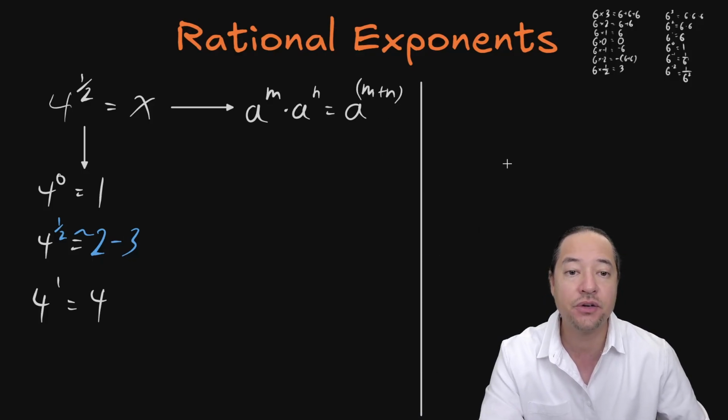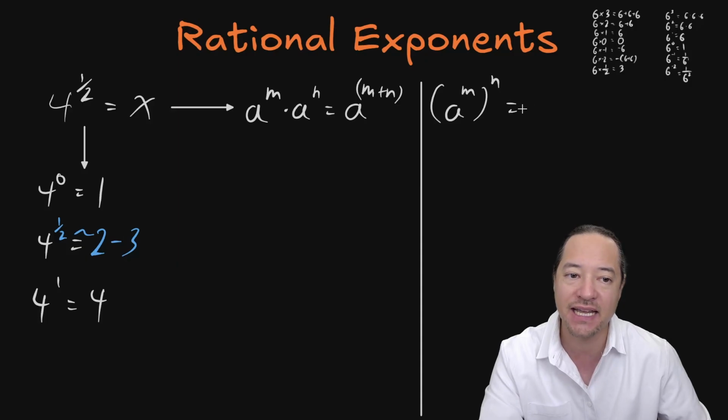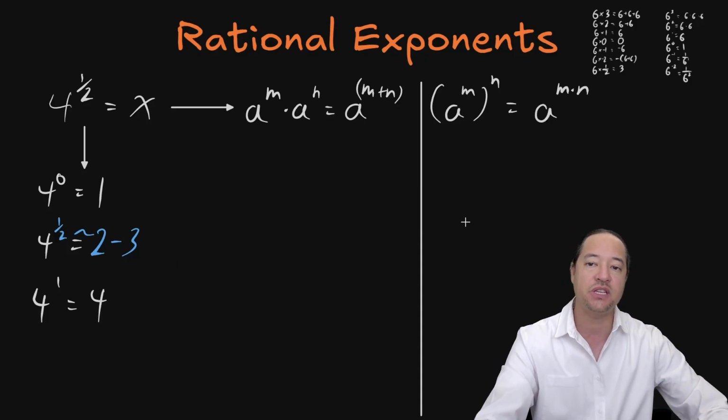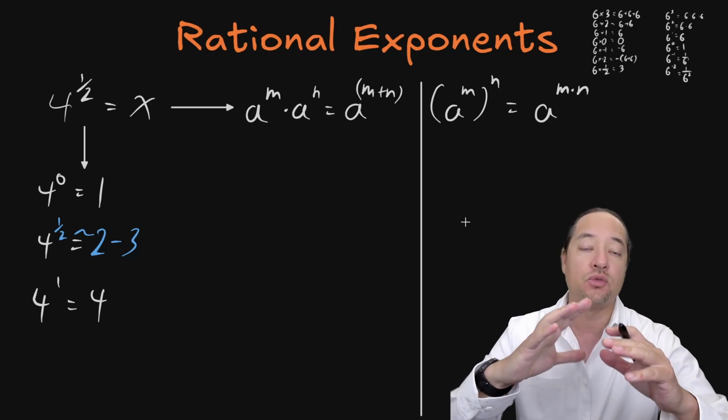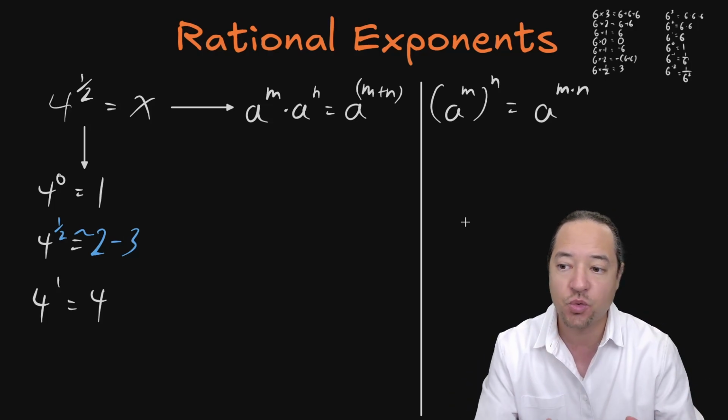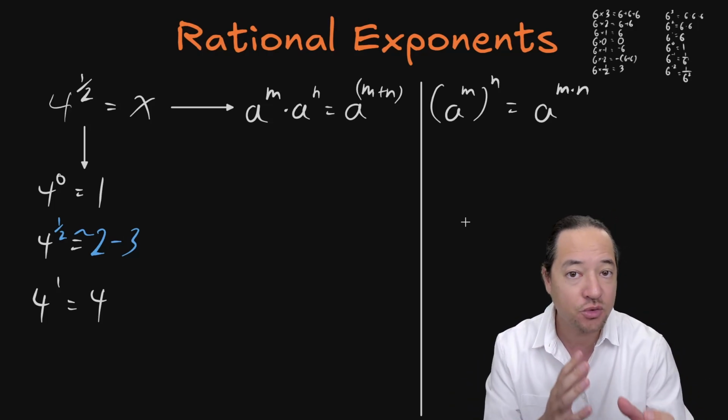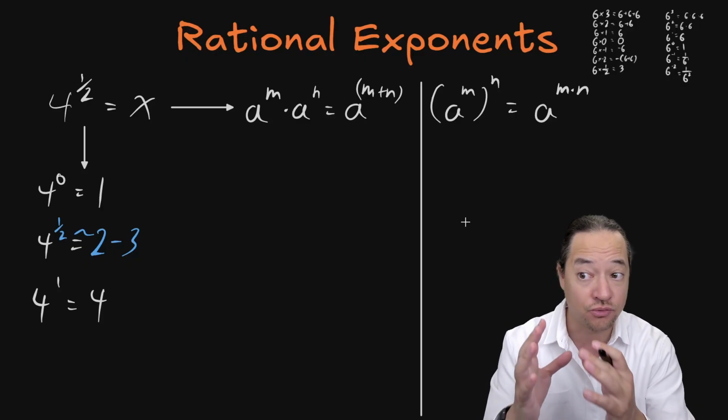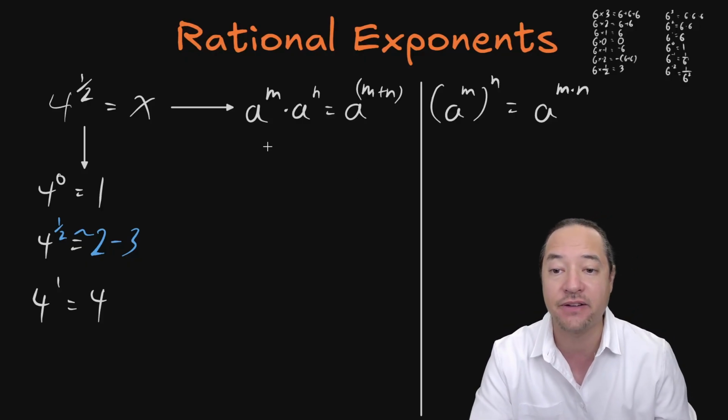And the other important rule here is that a to the m power raised to the nth power again would equal a to the m times n. These are two rules about how exponents work, and let's see if we can adapt them to work with a fractional or rational exponent like this 1/2, right?